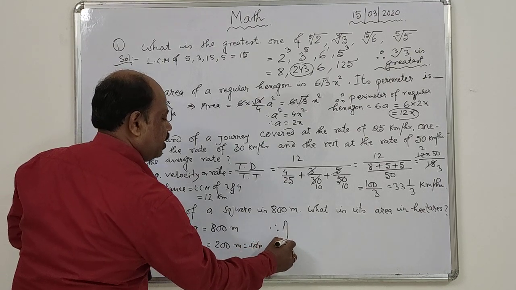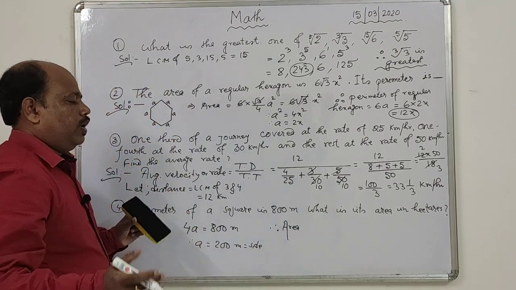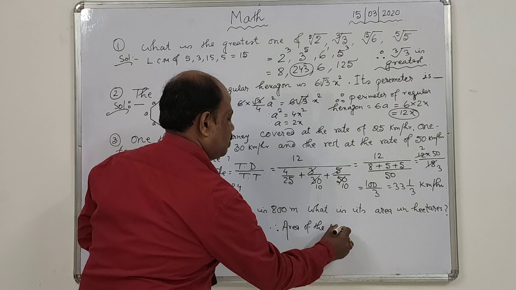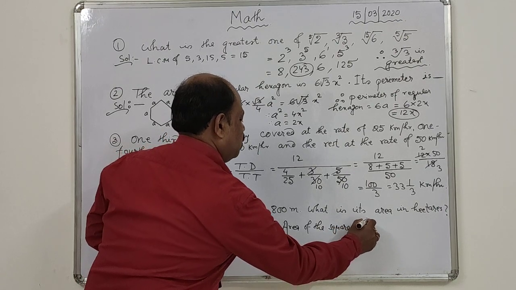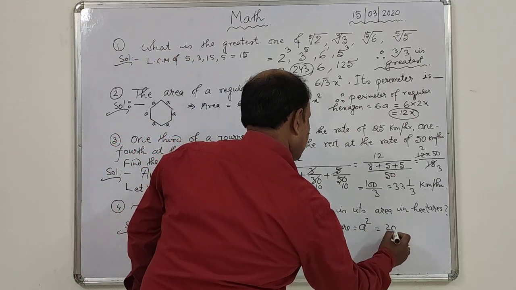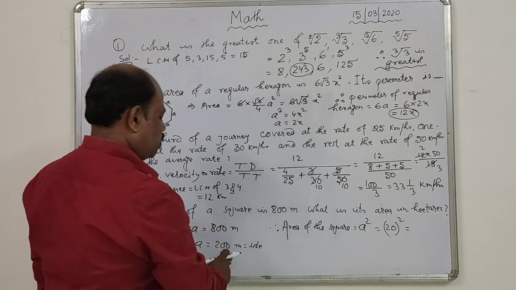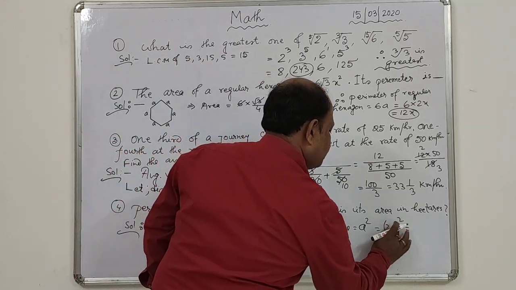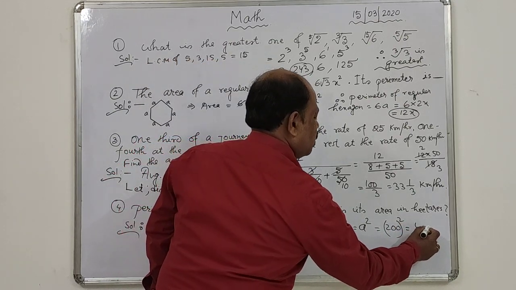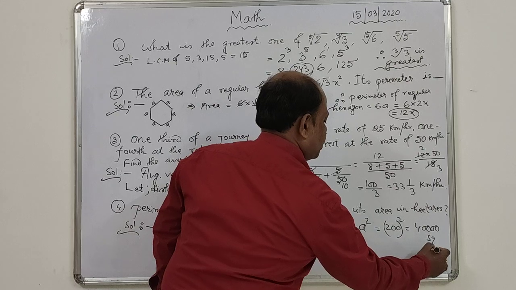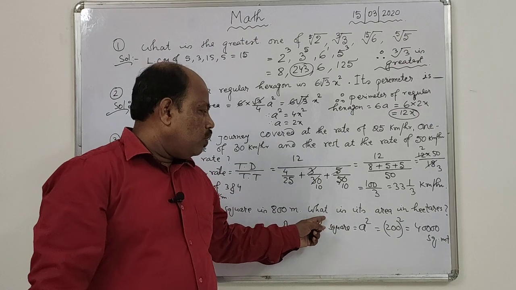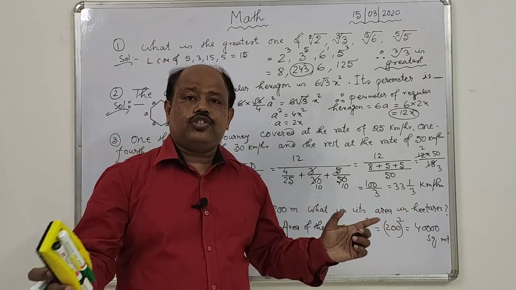Therefore area of the square equal to a square, that is side square, and side square equals 200 square, and 200 square equal to 40000 square meter. But your question is, what is its area in hectare?